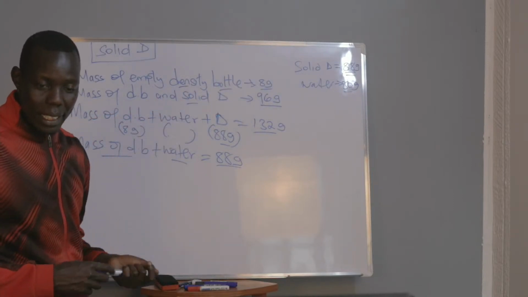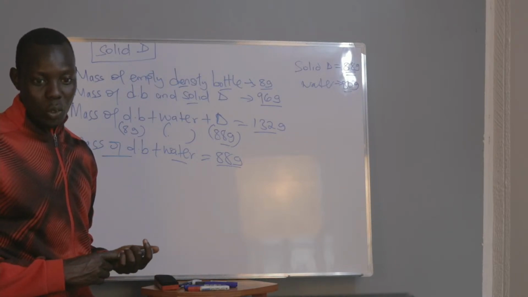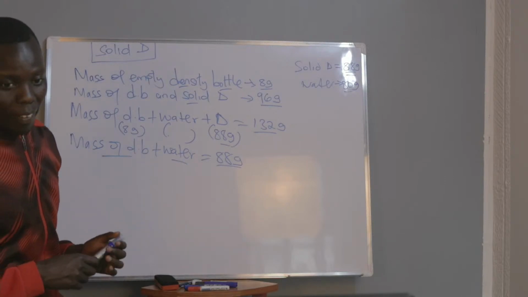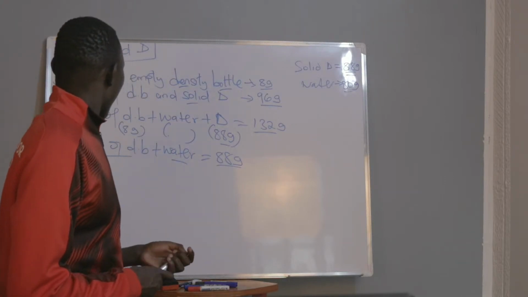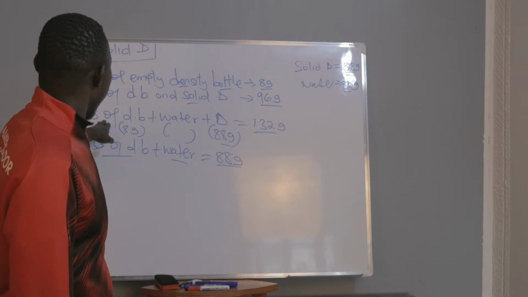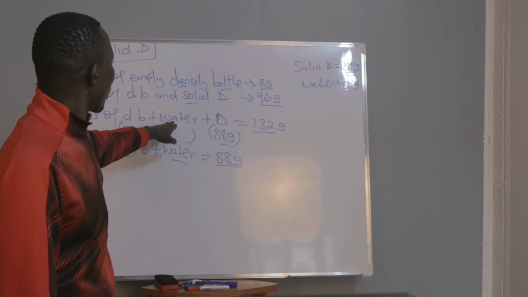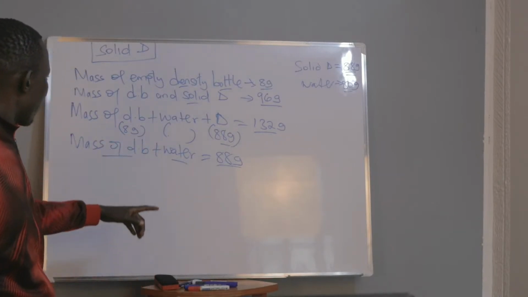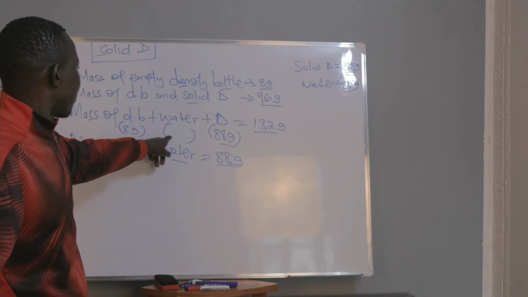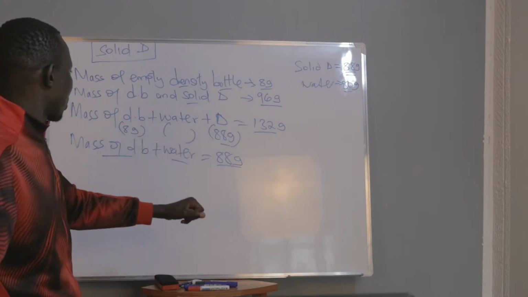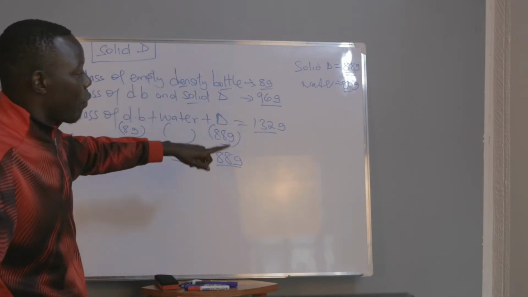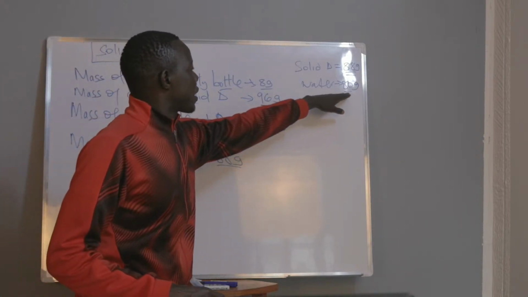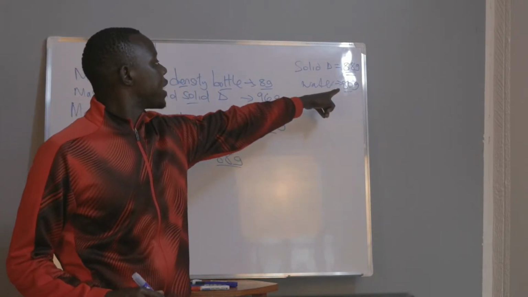How can we get the volume of this particular density bottle? We shall find the volume of the density bottle, then we shall be okay. Now, here we have the mass of density bottle, water and B is 1 grams. Is it possible we get the volume of water? Because the volume of water fills this particular density bottle. If we have the mass of water that fills the density bottle, like 80 grams.